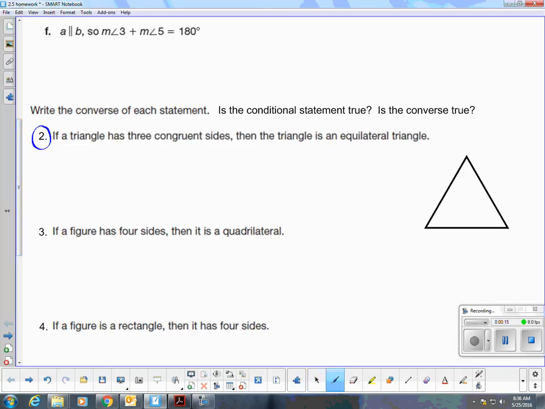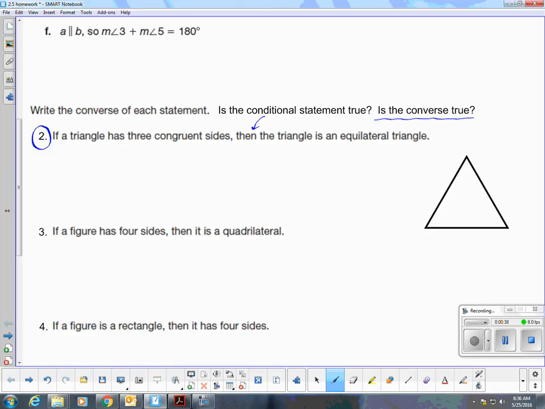In number 2, it says to first write the converse of each statement, and then ask: is the conditional statement true? So here's my conditional statement, and I need to decide if that statement is true. And then once I rewrite that and write the converse, is the converse also true? So let's begin with the conditional statement.